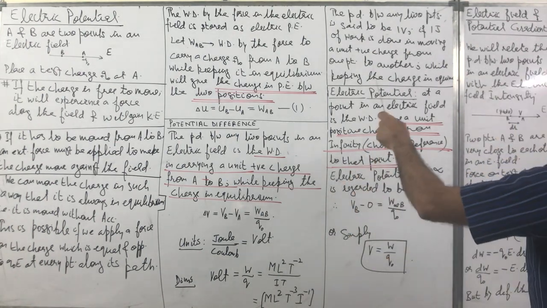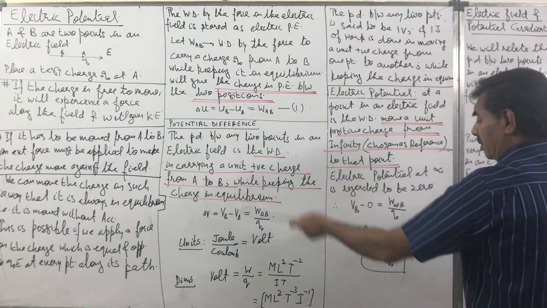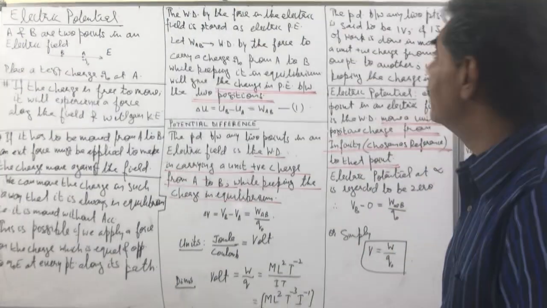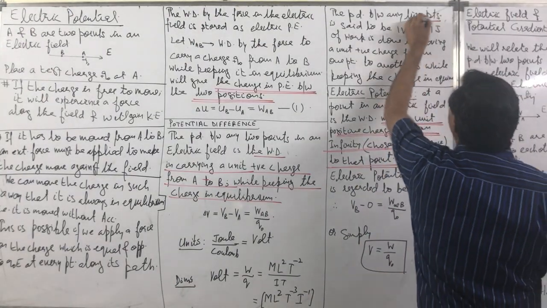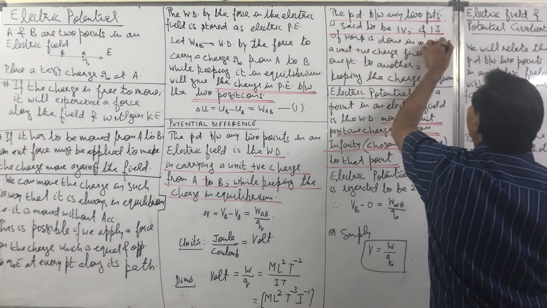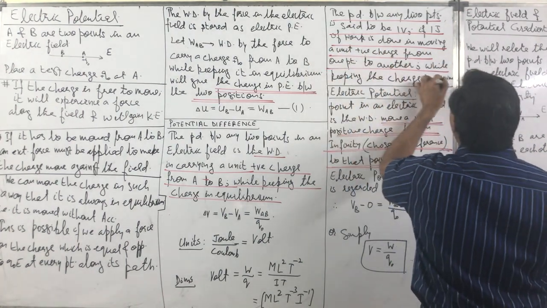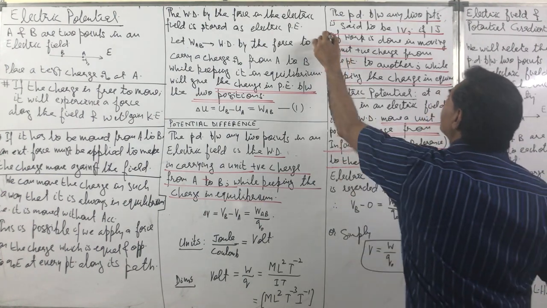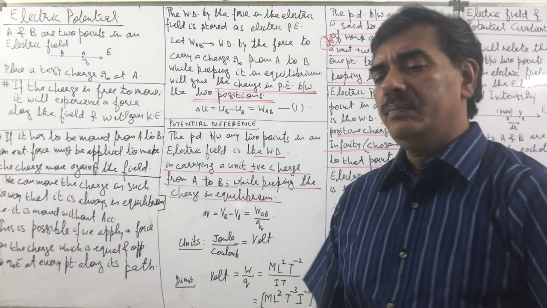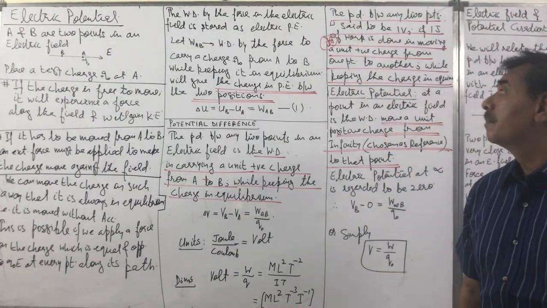Okay, in between I think I missed something. We just defined 1 volt here. The potential difference between any two points is said to be 1 volt if 1 joule of work is done in moving a unit positive charge from one point to another while keeping the charge in equilibrium. We have just defined 1 volt.